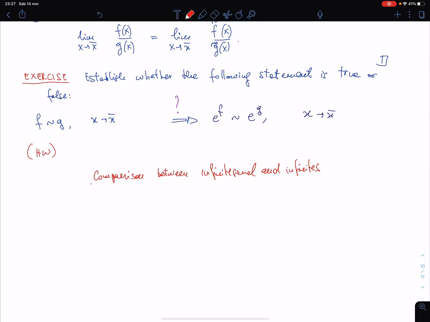And what we want to treat here is first to recall what is an infinitesimal, what is an infinite, and what is an order of infinitesimal, an order of infinite, and the idea of principal part.